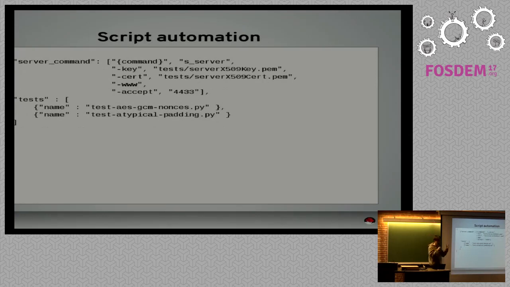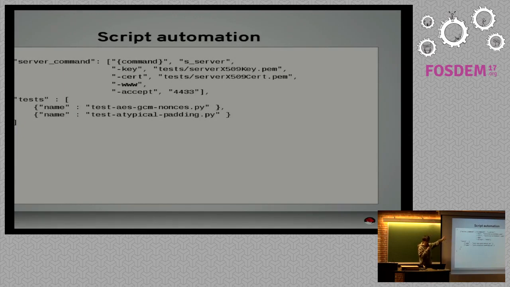I've also added recently some automation for that. So you can set up how to start a server and what kind of tests to run against it. Here we have an example for OpenSSL. It sets it up with some test certificates and tells it to accept connections on localhost on port 4433. Against that server it will run those two test cases.